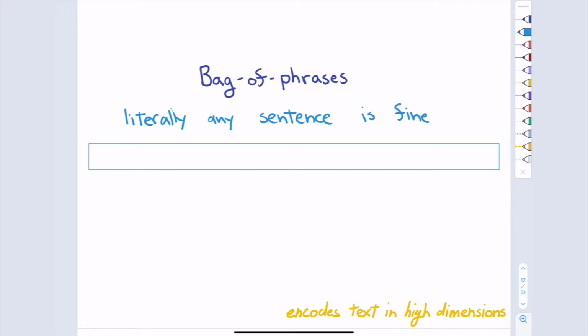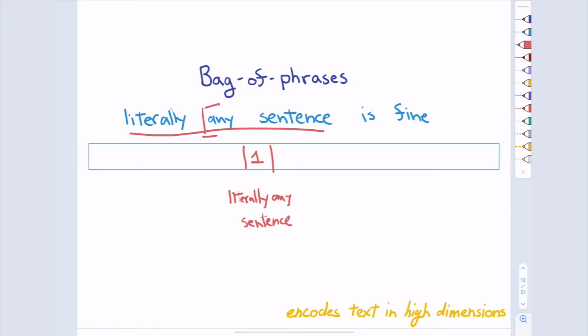Anyway, in bag of phrases, it's like bag of words, but these are models that are also interested in words that co-occur next to each other. Phrases have meaning. So rather than doing a one-hot encoding of all the words, they'll encode all the phrases, maybe three words at a time. So one would be literally any sentence, and there might be some entry for it that appears once. Another phrase would be any sentence is, which will also correspond to a slot. Another phrase, sentence is fine.